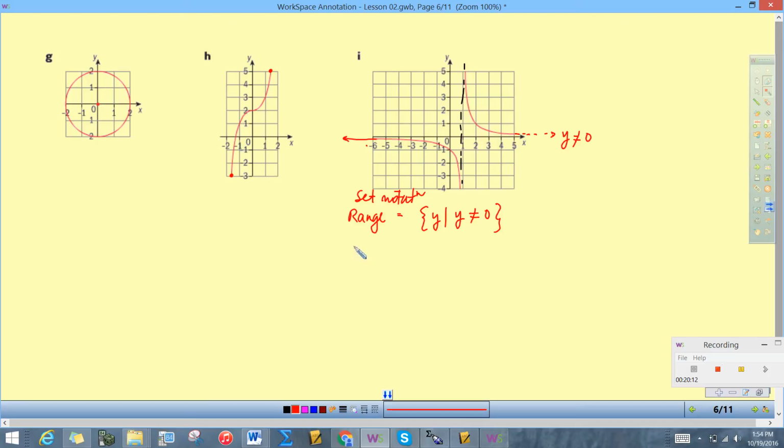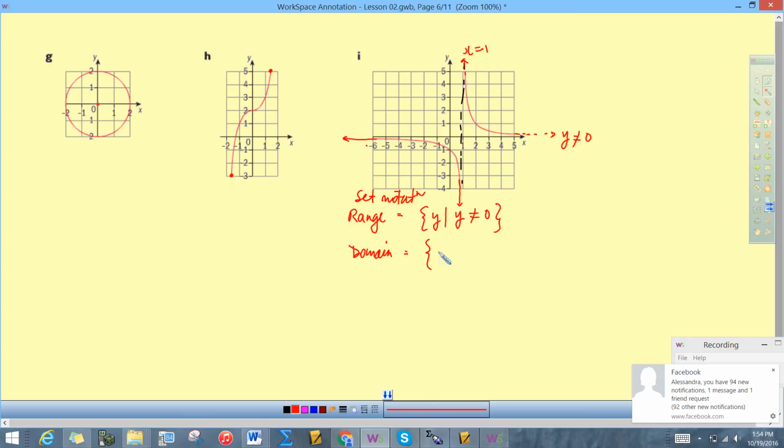And then if I were to look at my domain, if I look at my x values, the graphs are getting closer and closer to 1, but they never actually touch 1. Therefore, my domain is going to be x such that x is not equal to 1. So instead of writing down what y or x are allowed to be, we're writing down the restrictions, or what they are not allowed to be. Now that would be in set notation.